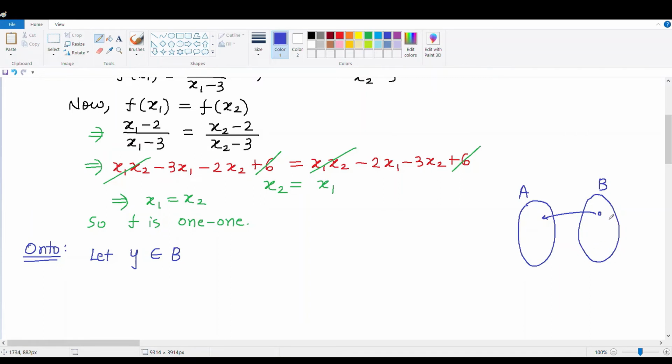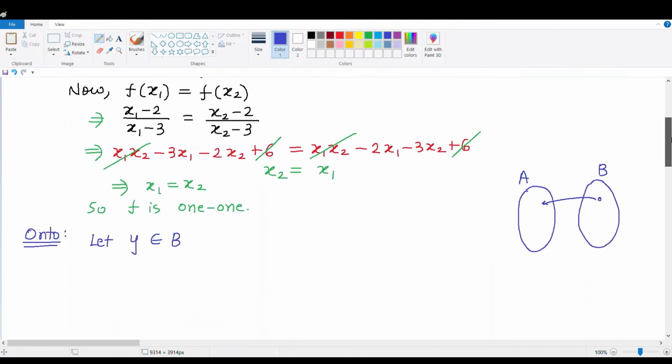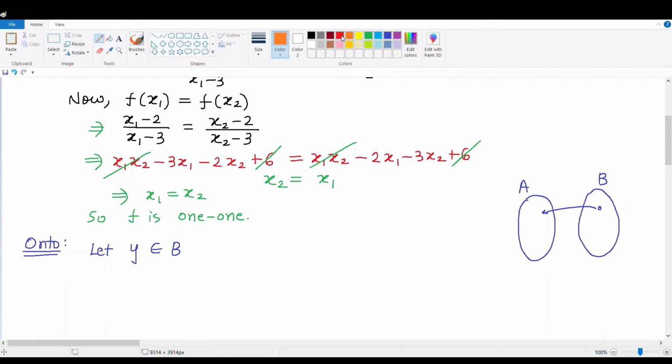Now if y belongs to B, according to our function definition, f(x) = (x - 2)/(x - 3). So this y must have some value x such that (x - 2)/(x - 3) is going to end up being y.